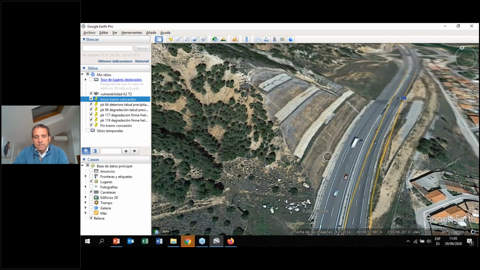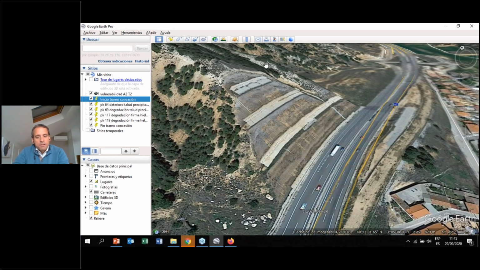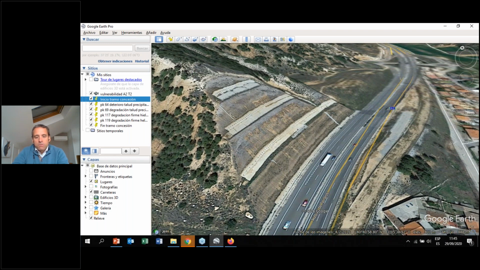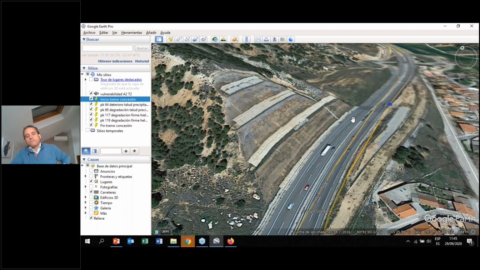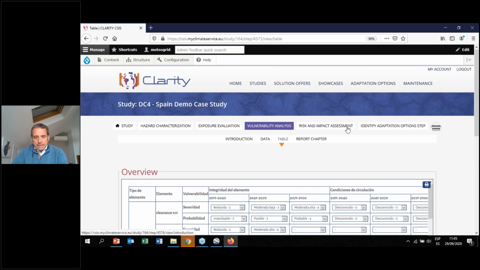what may happen if this slope or part of it collapses due to heavy rains or mainly not a good drainage of the system and so on. Well, here the effect on the traffic or the circulation is much higher. So the system also allows us to identify it and to define, for example, here, the severity and the probability of occurrence for each specific action area.